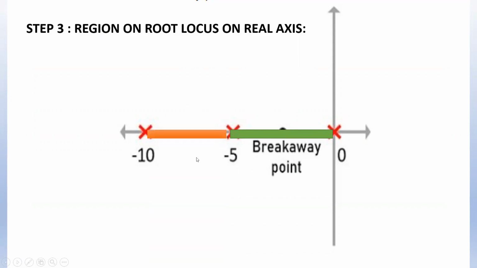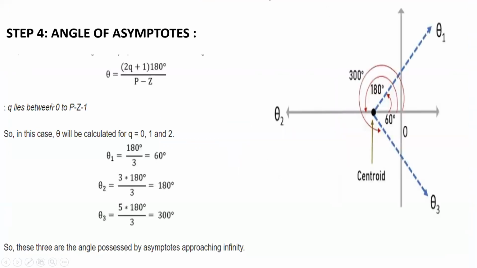This orange region is the region which is not present on the root locus, and this entire green region up to infinity is also present on the root locus. So moving on to rule number 4, we have used three rules up to now, and in rule number 4 we need to find out the angle of asymptotes.